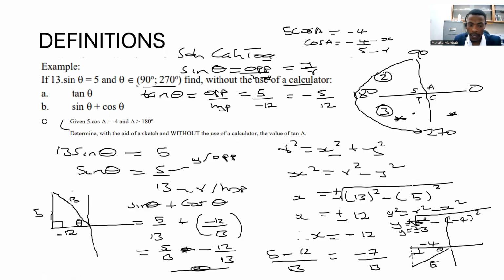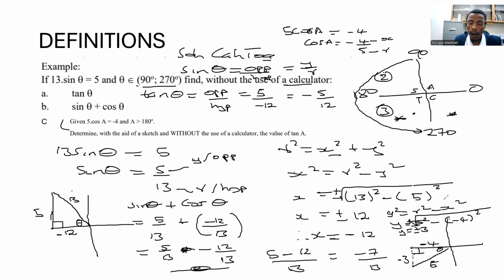But remember, we need to be careful of the sign, and we are in the third quadrant. So in the third quadrant, what do we expect? We expect this y to be negative also, so you'll have negative y. All right, so it means our y is negative. We need to be careful of that.